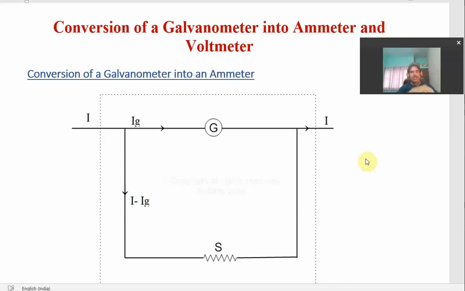the galvanometer. These changes which are required in order to use it as an ammeter or a voltmeter are not necessarily to be carried out inside the galvanometer, but can be done just from the outside of the galvanometer. So first we will take the case of when we are willing to convert a galvanometer and use it as an ammeter. For doing this, we connect a shunt resistance parallel to the galvanometer.